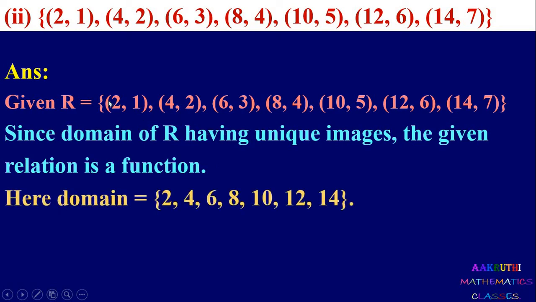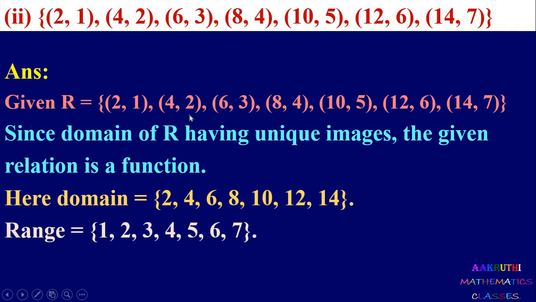And the domain is the set of all first elements. Here the first elements are 2, 4, 6, 8, 10, 12 and 14. The second elements form the range. So the range is 1, 2, 3, 4, 5, 6 and 7. It is the set of all images: 1, 2, 3, 4, 5, 6, 7.